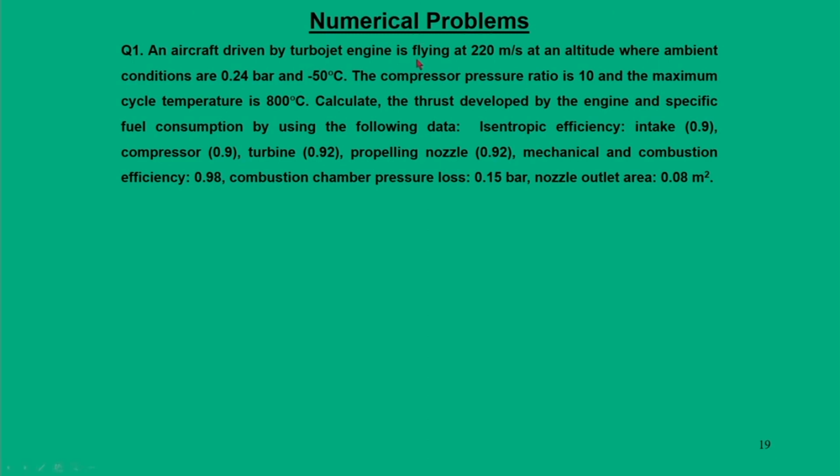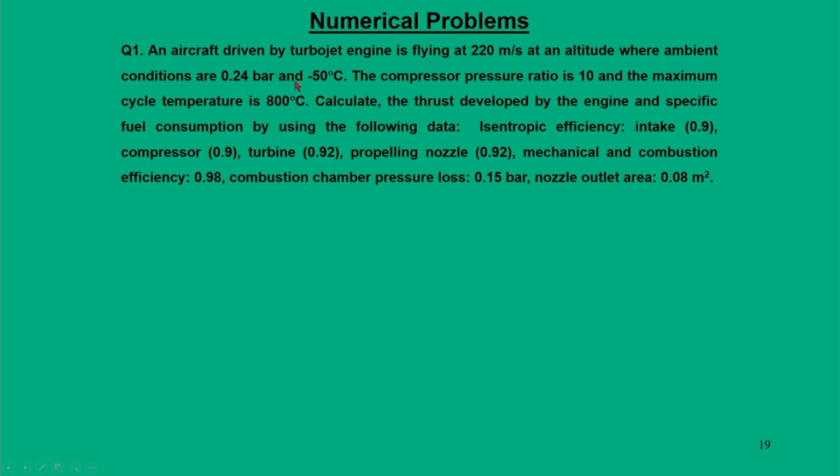It is a turbojet engine which is flying at 220 meters per second, at an altitude where the conditions are 0.24 bar and minus 50 degrees centigrade. In fact, we know the compression ratio and the maximum cycle temperature, that is the turbine inlet temperature.